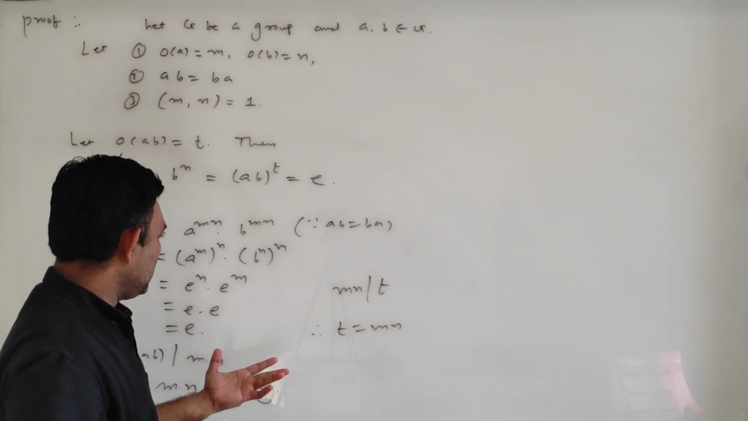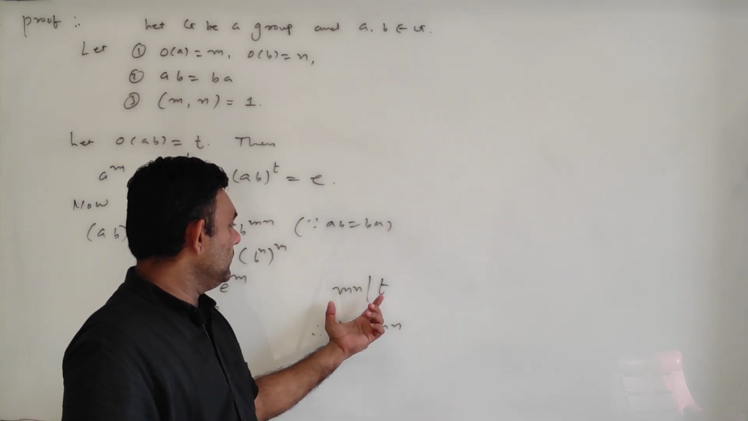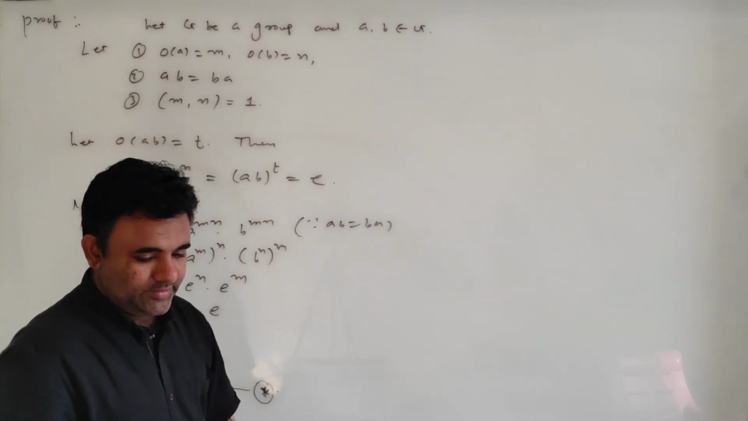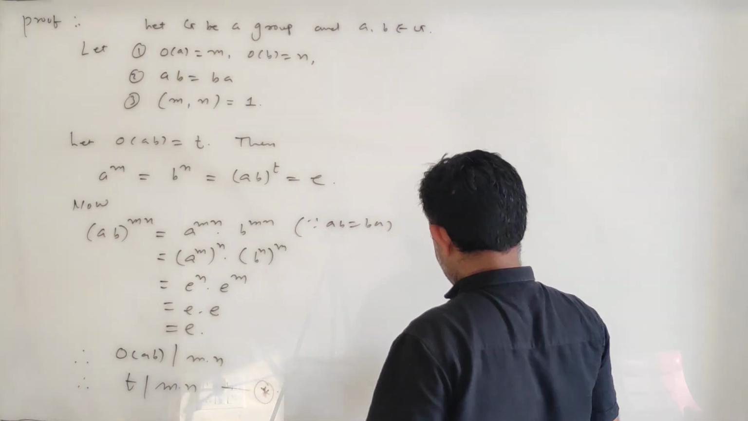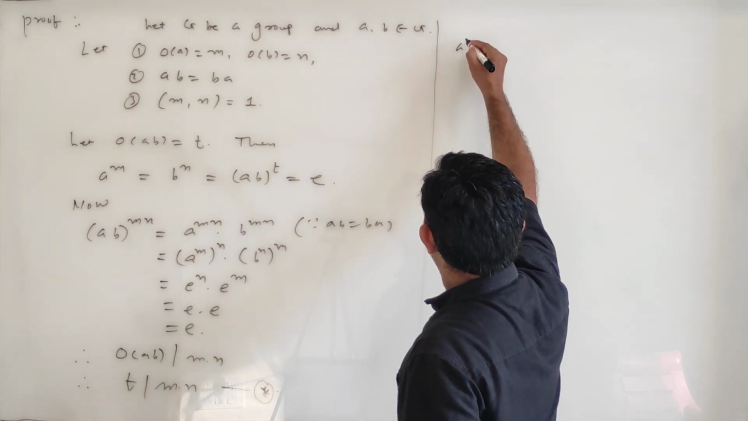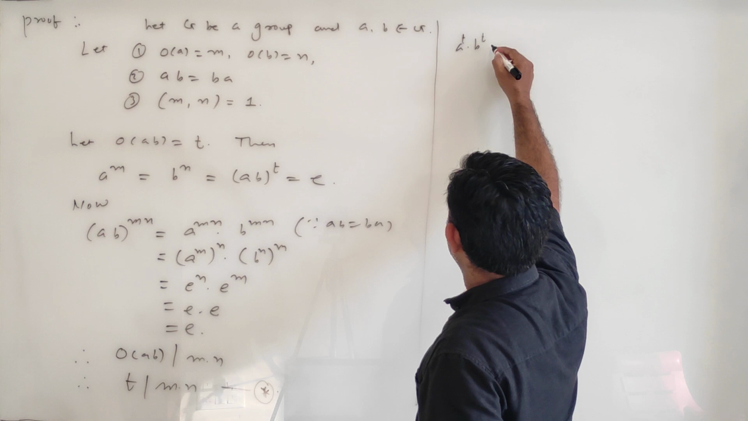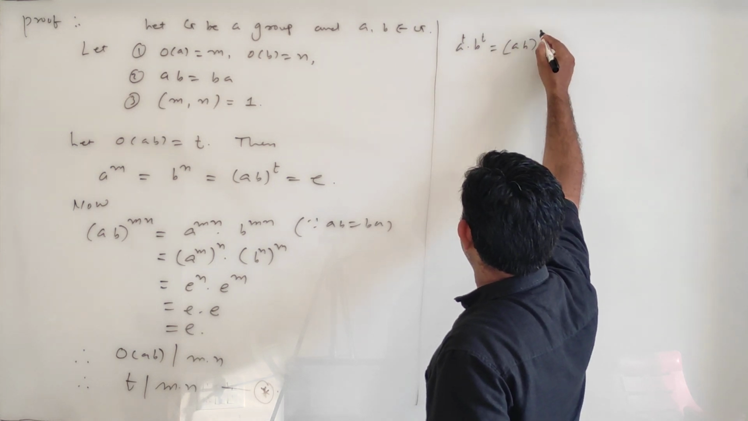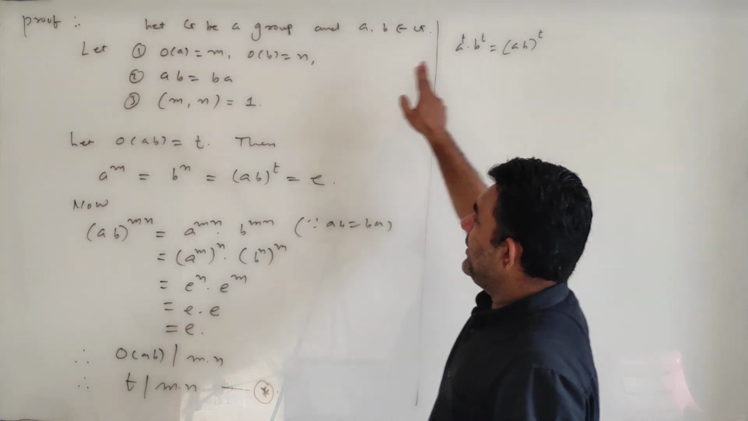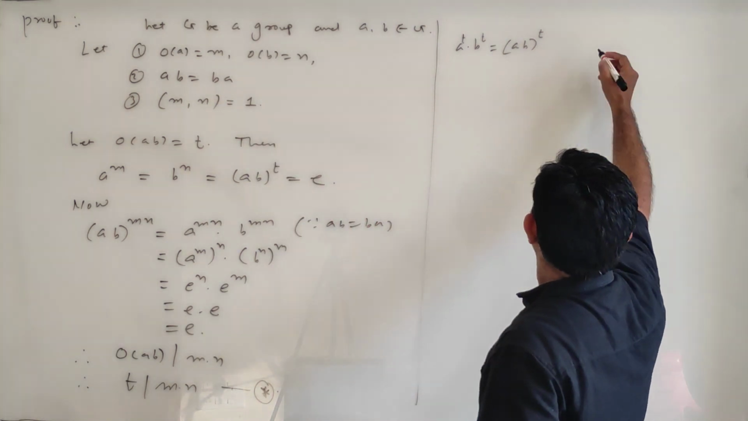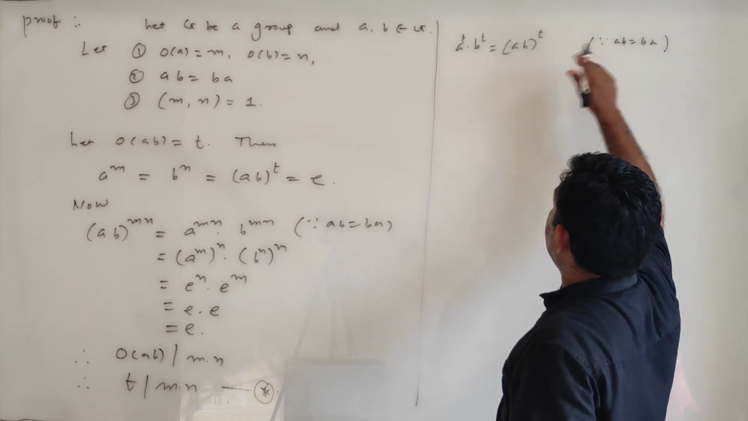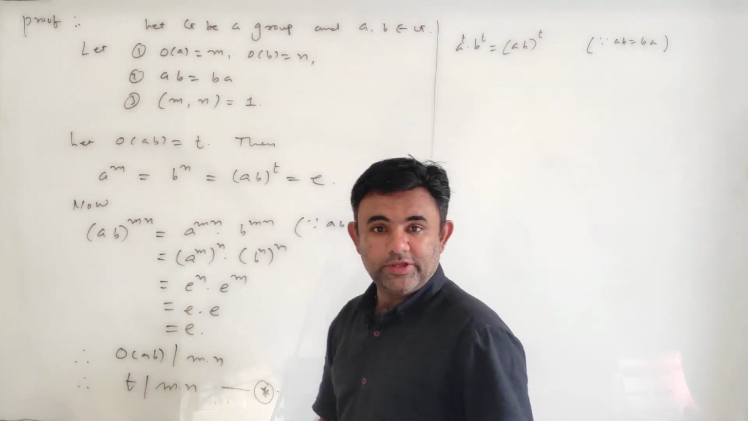So our next job is what? We have to prove that mn divides T. So how do we prove this? Let us see. Let me start in this way. You start with A raised to T into B raised to T, but that is what? I can write it as AB raised to T. Why? Because AB is equal to BA. Let me give the reason, because AB is equal to BA, so I can write AB raised to T.